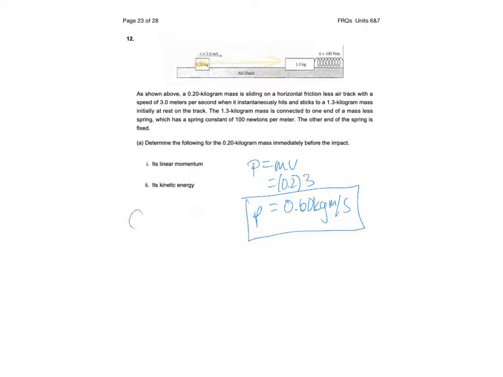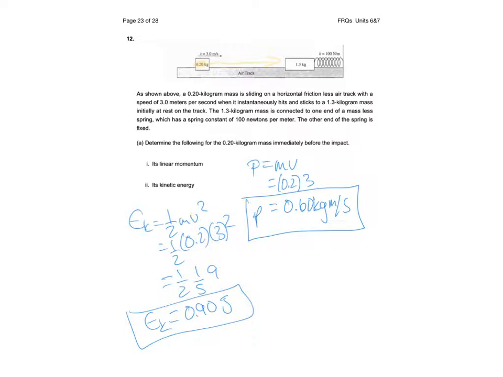And the second part, it's kinetic energy, 1/2 mv squared, 1/2 times 0.2 times 3 squared, and that's 1/2 of 1/5 times 9. So that's 9 divided by 10, or 0.90 joules. So parts A and B, parts 1 and 2, are very straightforward.